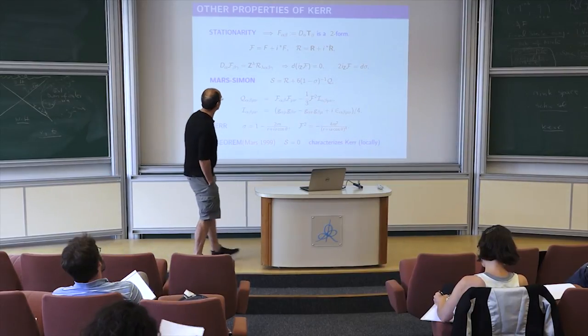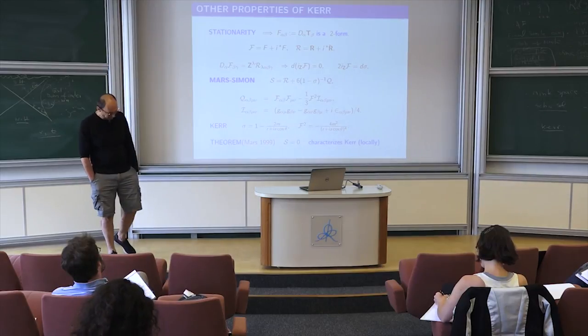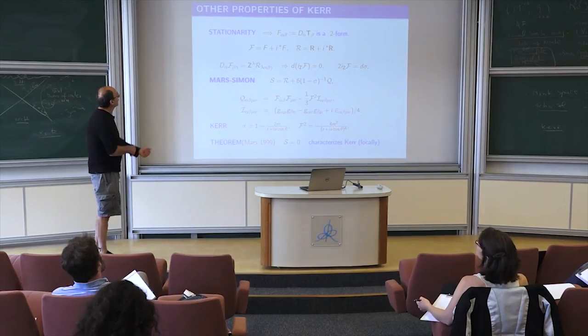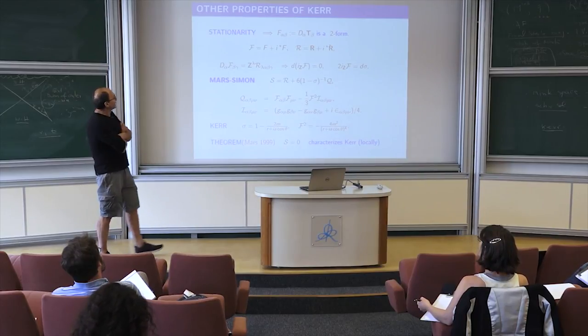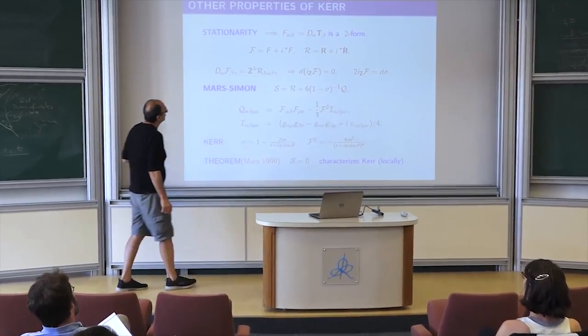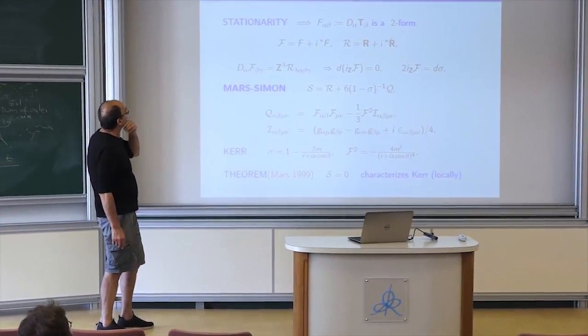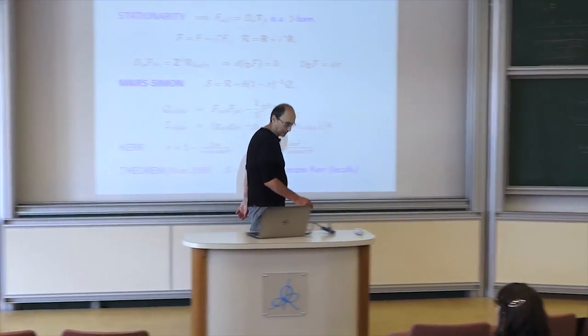All right, so now, in the rigidity problem, there is another important property of Kerr that is worthwhile understanding. That's called the Mars-Simon tensor. I want to tell you a little bit about the Mars-Simon tensor because it will play some role. So you see stationarity. Let me explain it on the blackboard.